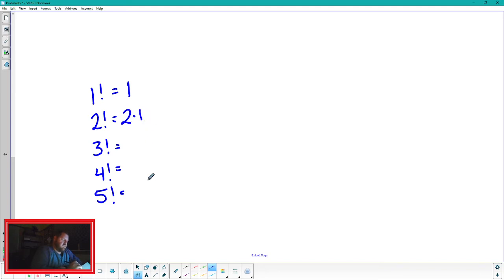2 factorial is 2 times 1. Okay, I can get on board with that. 3 factorial is 3 times 2 times 1. 4 factorial is 4 times 3 times 2 times 1. And 5 factorial is 5 times 4 times 3 times 2 times 1.